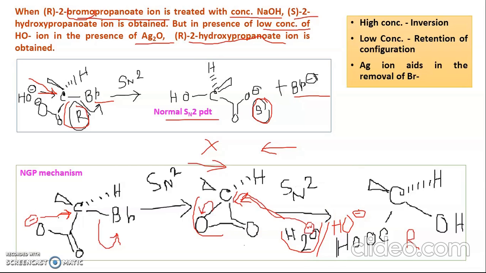So the main point of difference is that now we get retention of configuration, because the HO minus or H2O, our nucleophile, is not attacking from the left hand side, it is attacking from this side. So we again get R configuration, because our incoming nucleophile is in the same direction where Br was originally present. Fine, so this is the difference. And here what is the role of Ag2O? Ag2O assists in the removal of Br minus ion by forming AgBr in the second process. That is the role of silver oxide.